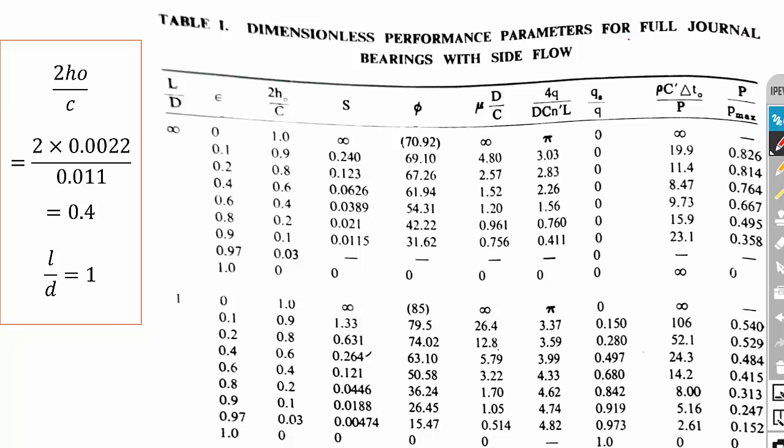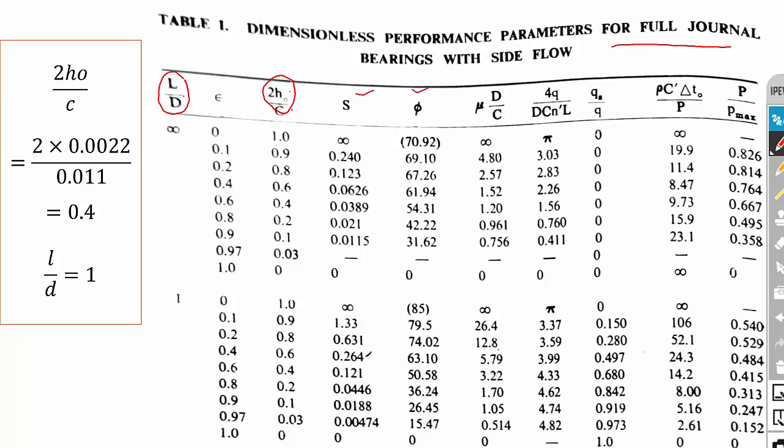Similarly, we have 180 degree bearing and 90 degree bearing. So before selecting the data from the table, be clear about the title. It is a full channel bearing. Two data are needed to select the parameters. First one is the L by D ratio. Then second one is the 2h0 by C. If you know the L by D ratio and 2h0 by C, then we can select the remaining values, that is S, phi and all those things.